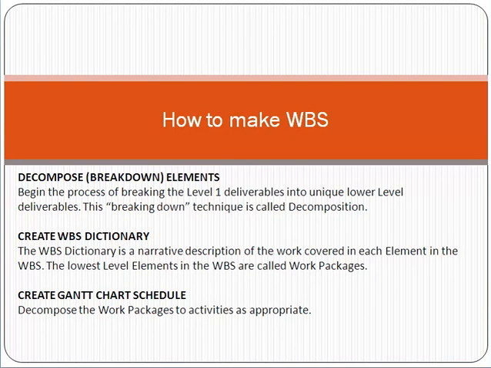Then create the WBS dictionary. The WBS dictionary is a narrative description of the work covered in each element in the WBS. The lowest level elements in the WBS are called the work packages. Work packages are very important. And then in the last, create the Gantt chart schedule. Decompose the work packages into activities as appropriate. Friend, once you reach a work package, divide the work package into activities, and then schedule the activities, and align the activities so that you can make a schedule.